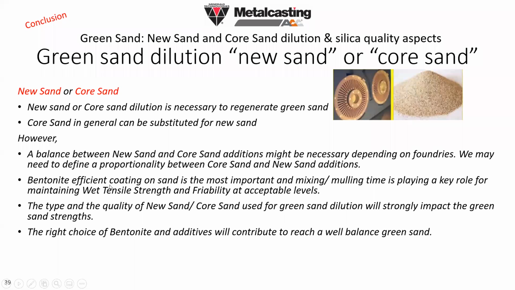Also, efficient bentonite coating on sand is very important, and milling time plays a key role in maintaining wet tensile strength and friability at an acceptable level. So that is really an important point to remember. And the type and the quality of new sand or coarse sand used for green sand dilution will strongly impact the green sand strength. And finally, the right choice of bentonite and additives will contribute to reaching a well-balanced green sand. That is what I wanted to say as a conclusion.